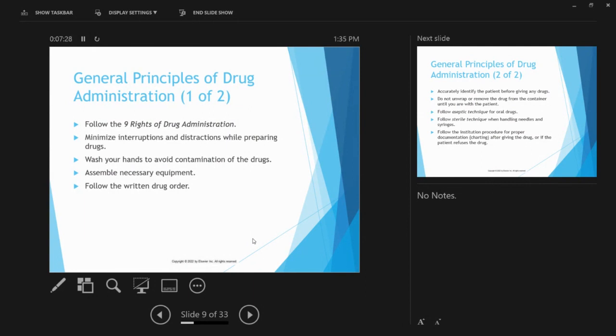The healthcare provider can include limits in the original order that they use, and you can use your nursing judgment to hold or not give a certain drug until you clarify that order with the prescriber. You want to use the following steps as a general guide for giving drugs to your patient. The 9 rights of drug administration: minimize any interruptions or distractions while preparing your drugs. Wash your hands to avoid contamination of the drugs.